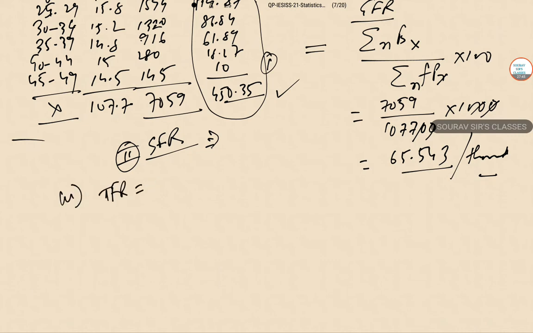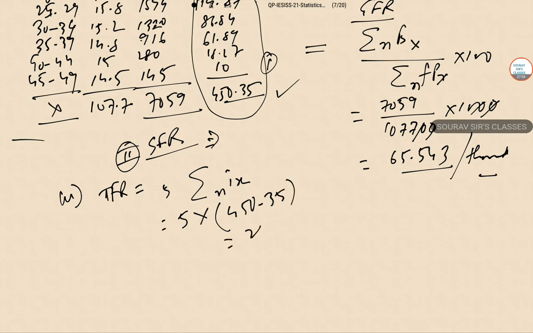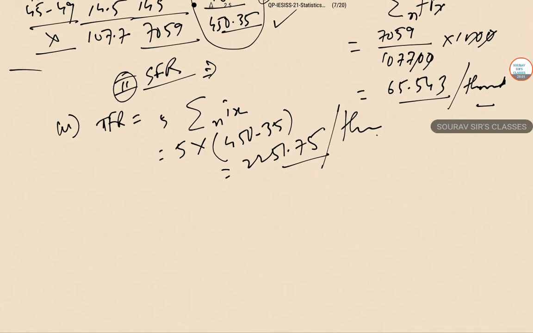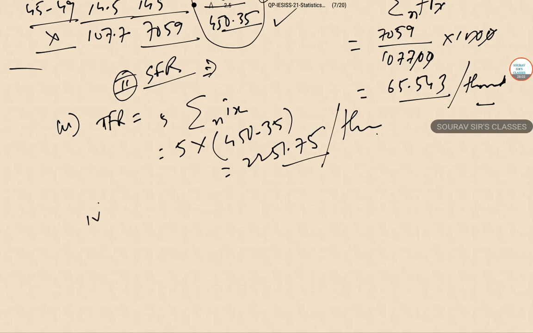TFR, total fertility rate, is 5 into summation of NIX. So that is 5 into this value, 450.35. So this is 2251.75 per 1000. Last one is gross reproduction rate.